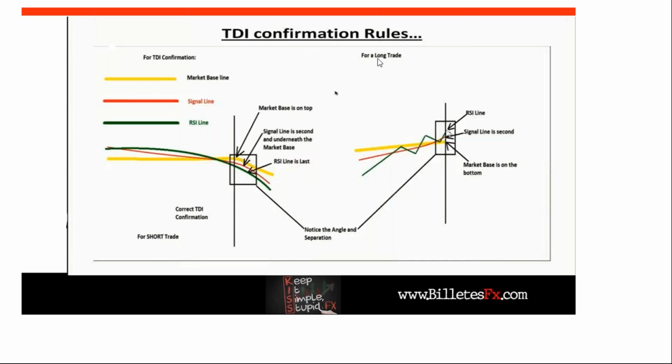And when we're going long, when we're buying the market, it's pretty much this in reverse. The market baseline's at the bottom. The signal line is in the middle again. And the RSI line, our current price, is on top. It's the first one. That's pretty self-explanatory.